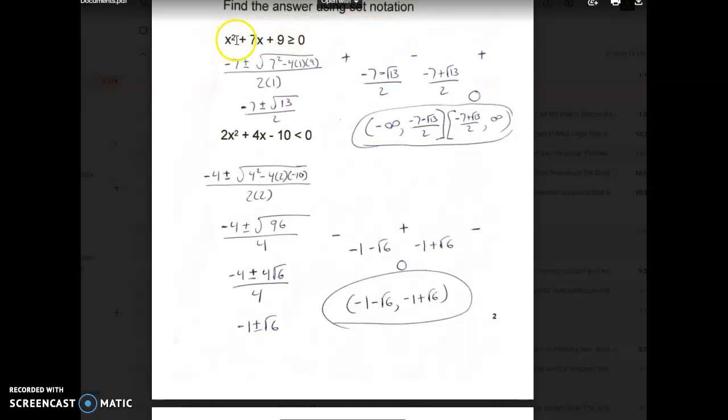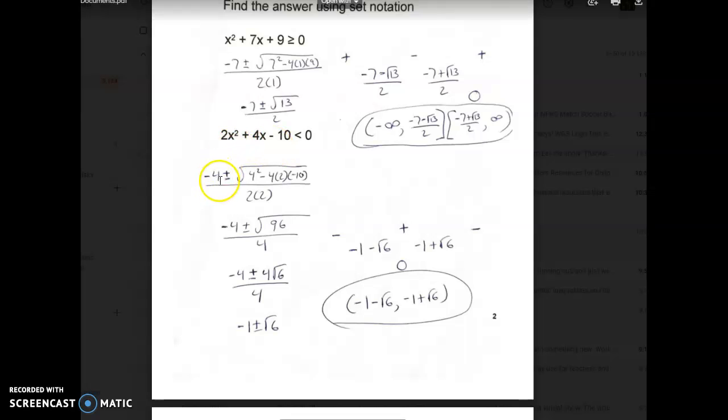0 creates a true statement here. 0 squared plus 7 times 0 plus 9 is 9, which is greater than 0. So I'm true over here, therefore false in the middle, and true on the left side. So it's parenthesis, -infinity, -7 minus root 13 over 2, bracket. Bracket is it's a greater than or equal to -7 plus root 13 over 2, infinity, parenthesis.